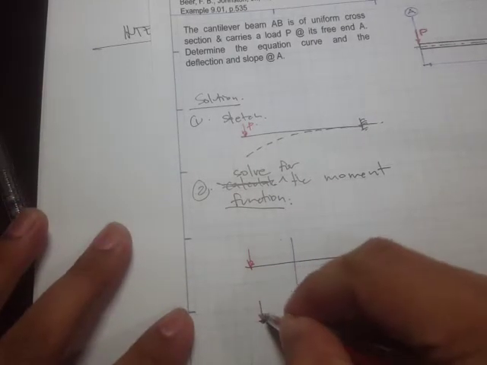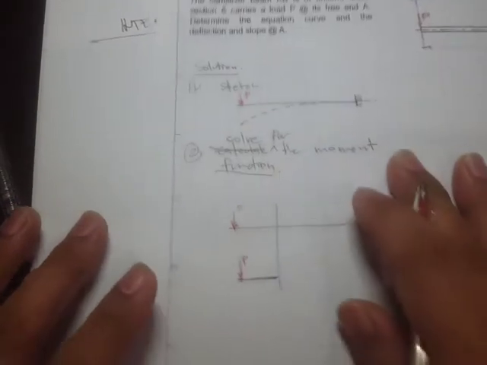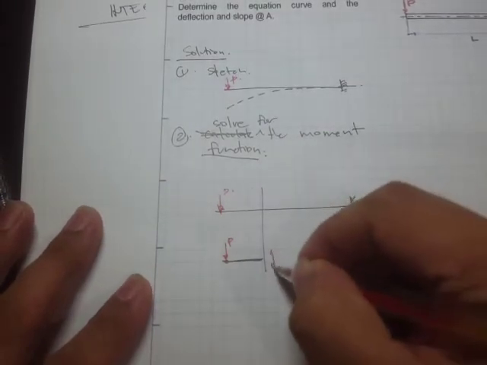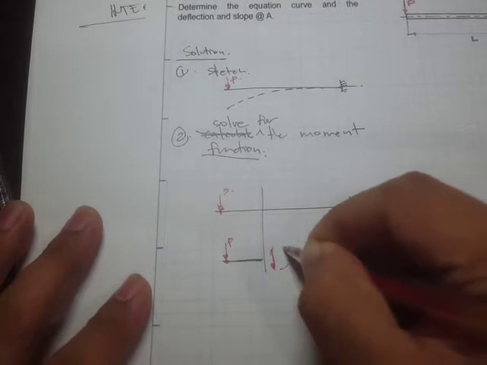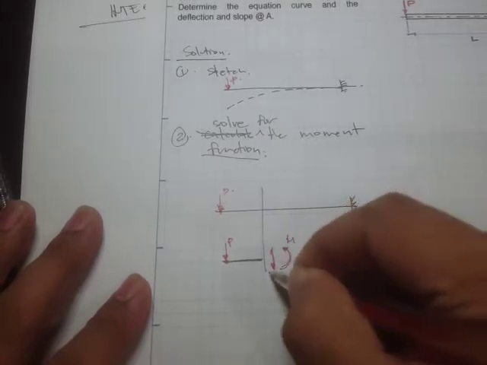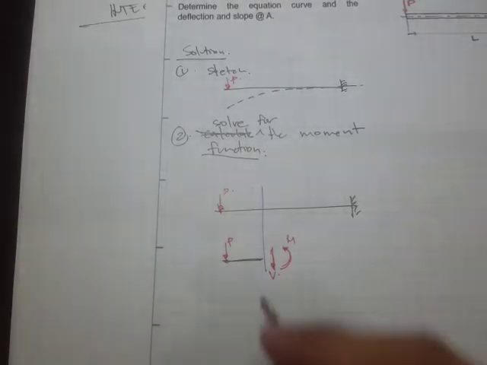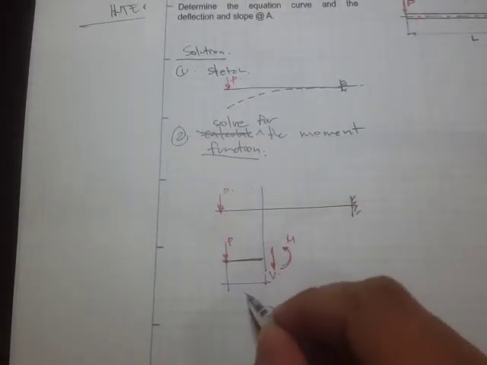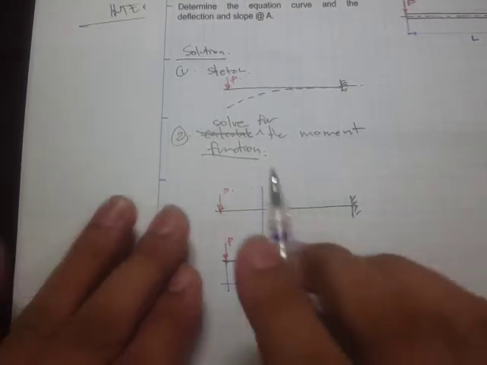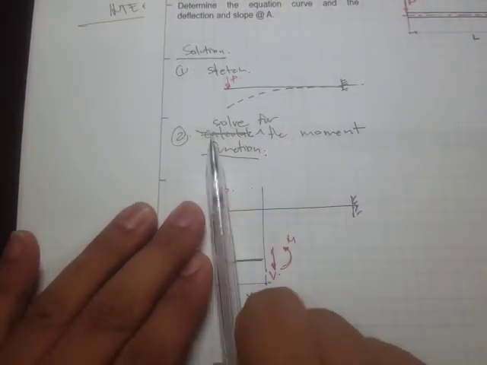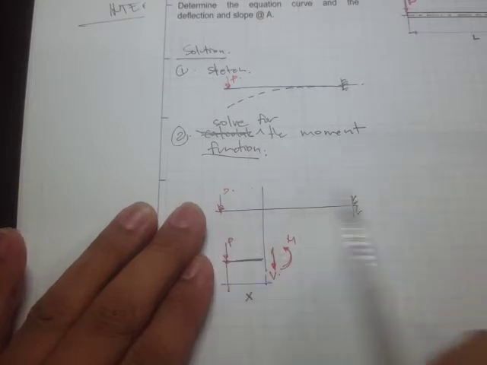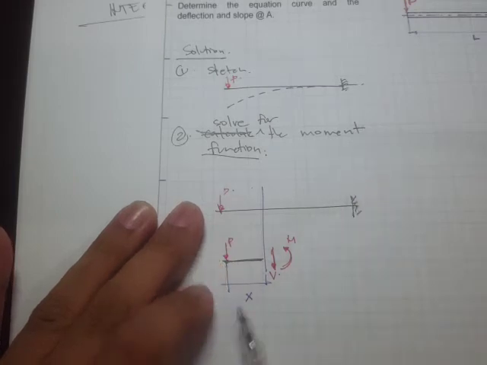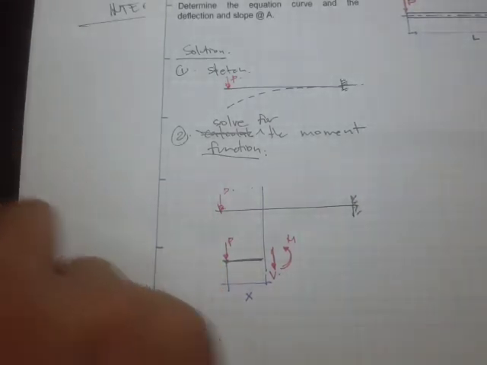And here's our load P, right? And right here, if we make a section cut, there's going to be internal shear and internal moment. And of course, the distance from this section cut would be denoted as x. Okay, so this section cut, as you would notice, will only produce one moment function. So at whatever x you cut, it will only have one moment function.